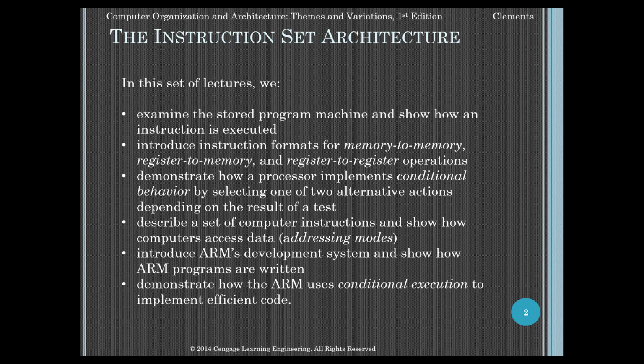But for right now, we're going to look at how we can store our program, how instructions are executed, look at instruction formats, and demonstrate how a processor implements conditional behavior by selecting alternative actions. So kind of building on what we learned in chapter 2, where we talked about that logic. And then talking about how computer instructions show how computers access data, those addressing modes that we've maybe touched on just a little bit.